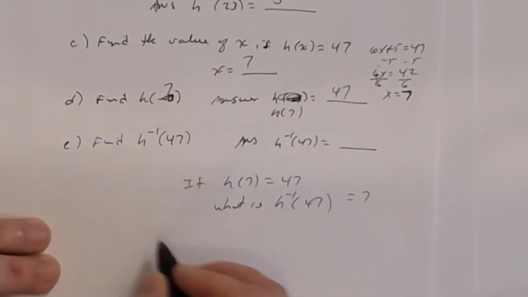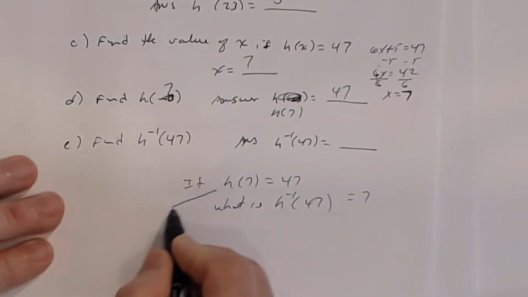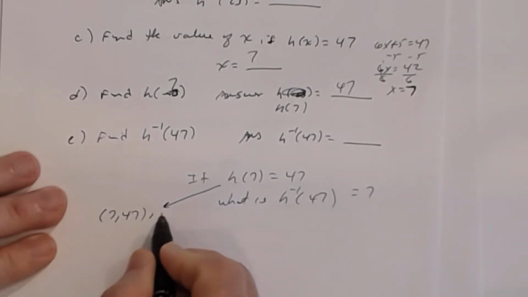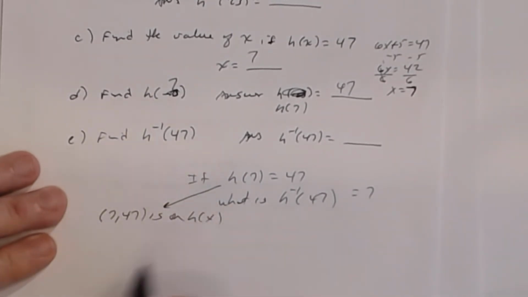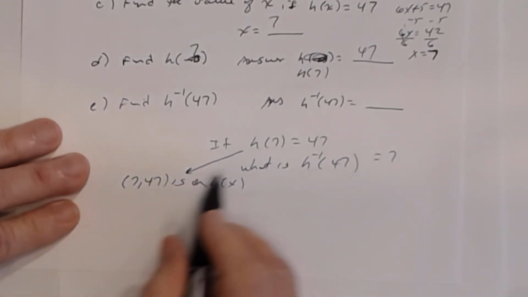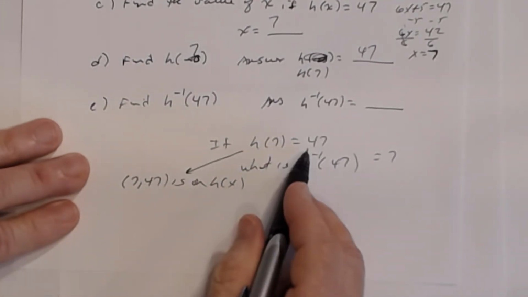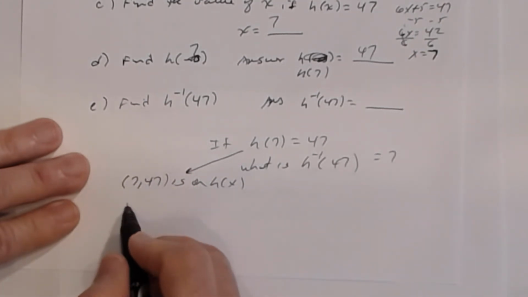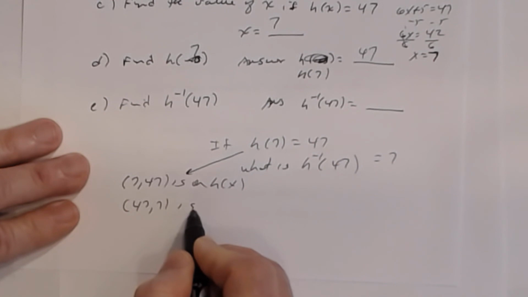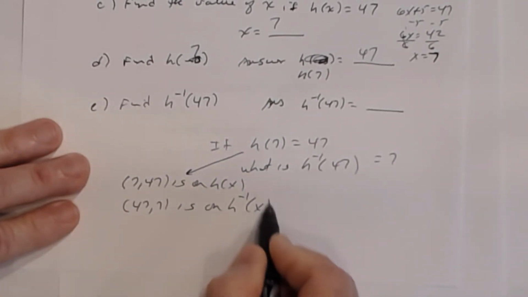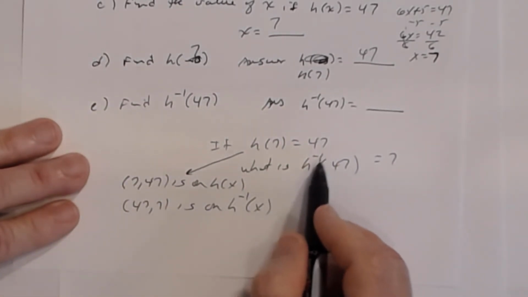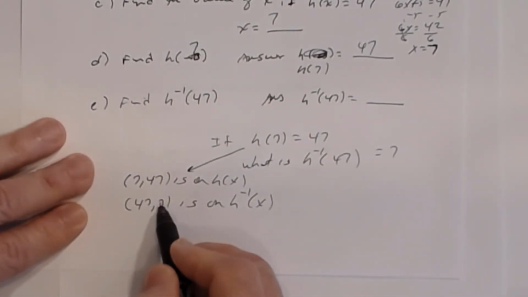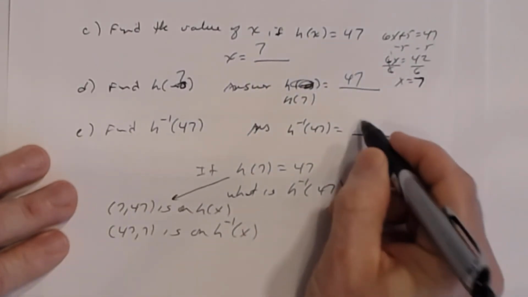Here's another way you can think about it. This means (7, 47) is on the graph of h of x. When x is 7, y is 47. Then on the inverse, (47, 7) is on h inverse of x. So if I want to find h inverse of 47, when x is 47, my y value is 7.